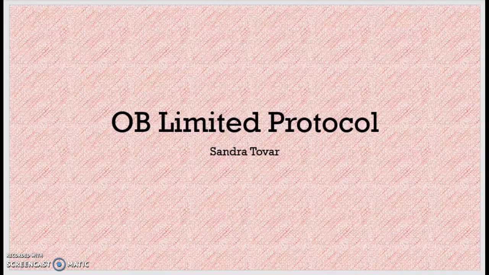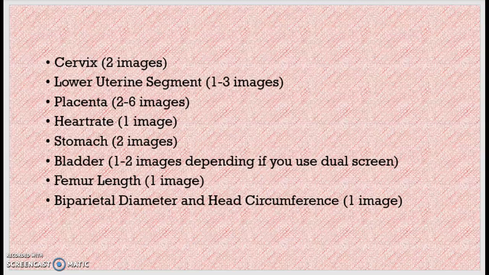So I'm just going to go over an OB limited protocol. So here's a few things that are needed for this protocol. You have the cervix, which is going to be with and without measurement. That's 2 images. The lower uterine segment, that could be 1 to 3 images.